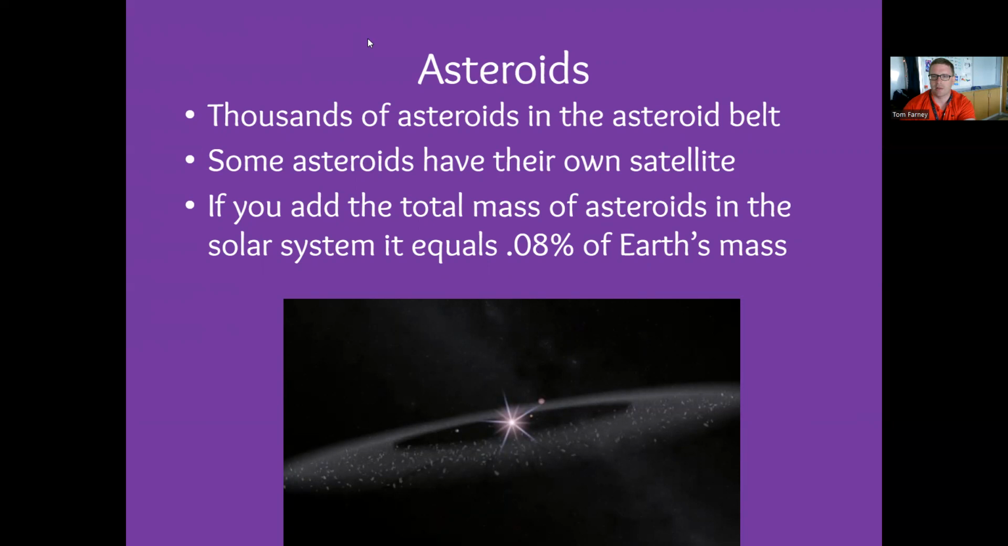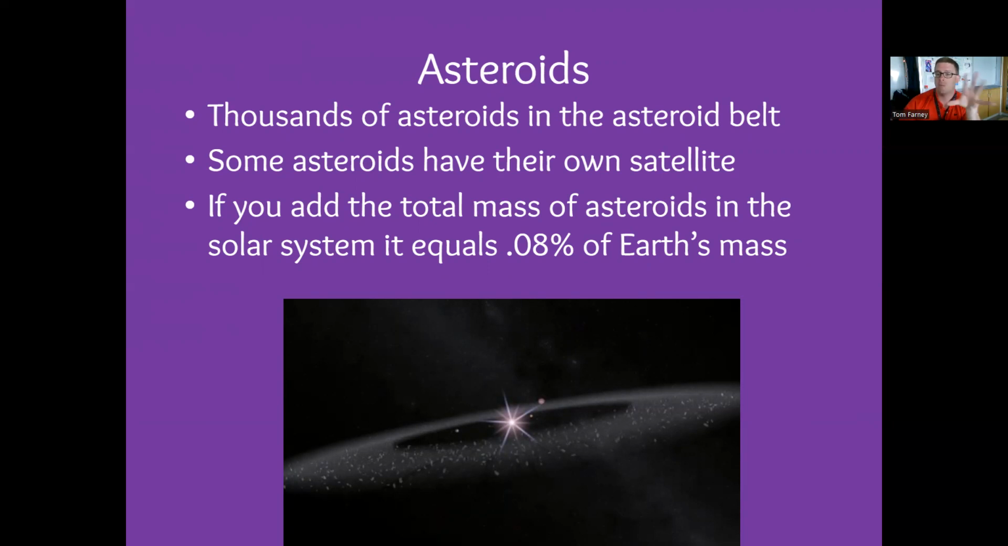The second and last thing we'll talk about is asteroids. There are thousands of asteroids in the asteroid belt. That's why I call it the asteroid belt. Some asteroids have their own satellites. So we have some asteroids out there, non-spherical shaped objects, that have their own natural satellites orbiting them.